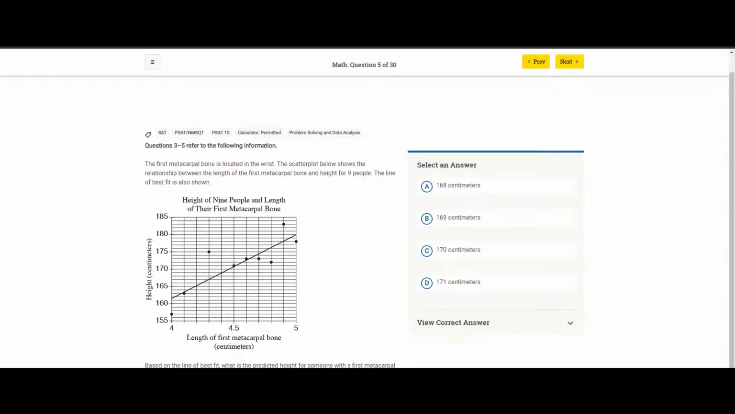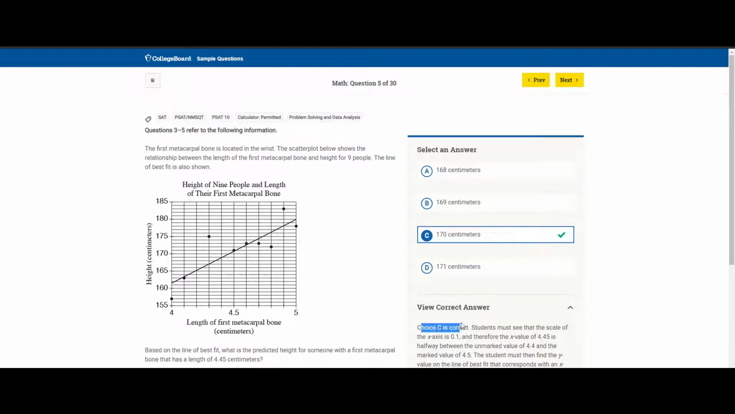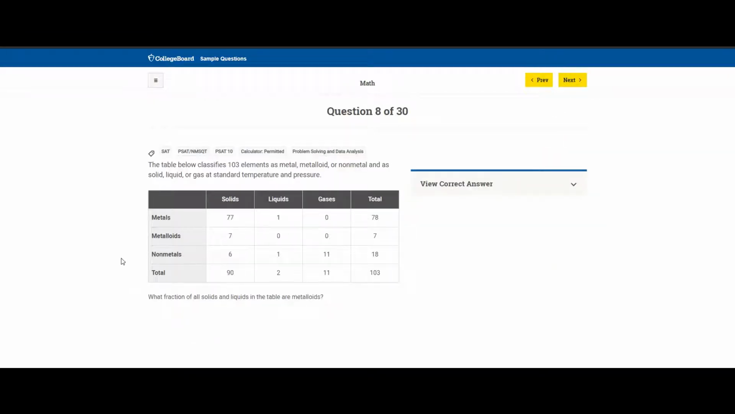Okay? And then based on the line of best fit, what is the predicted height for someone with first metacarpal bone that has length of 4.45 centimeters? We go over here, 170. There we go. Choice C. Then move on to the next one.